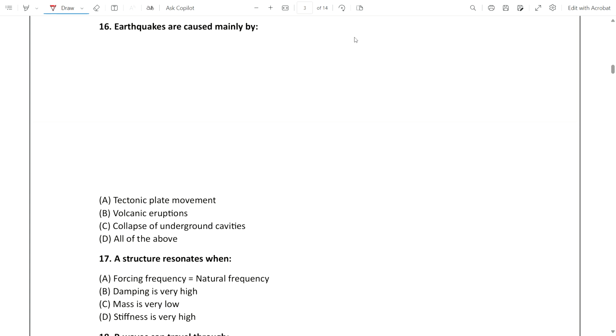Tectonic plate movement, volcanic eruption, collapse of underground cavities, or all of the above. Here answer D is the correct one. All of the above will occur in an earthquake.